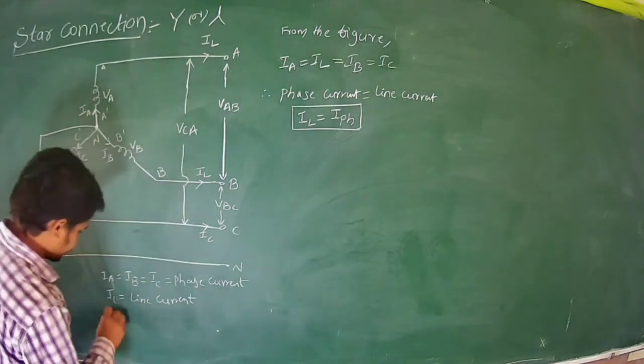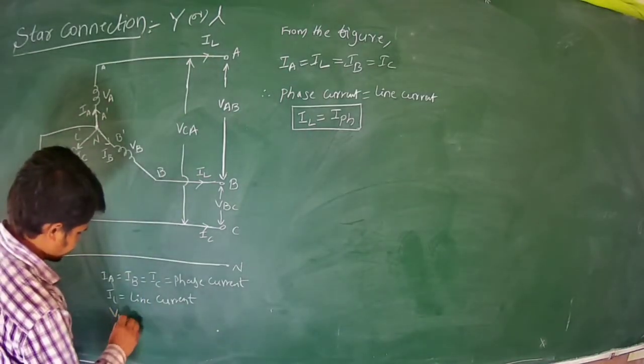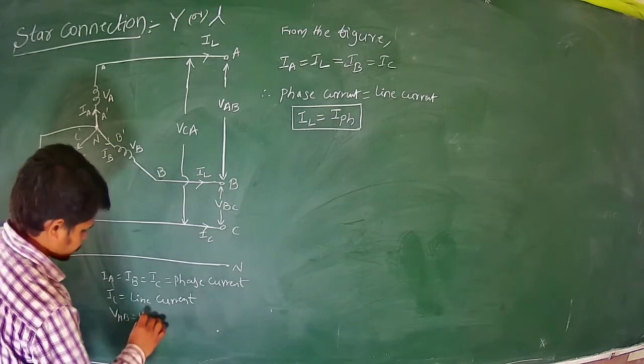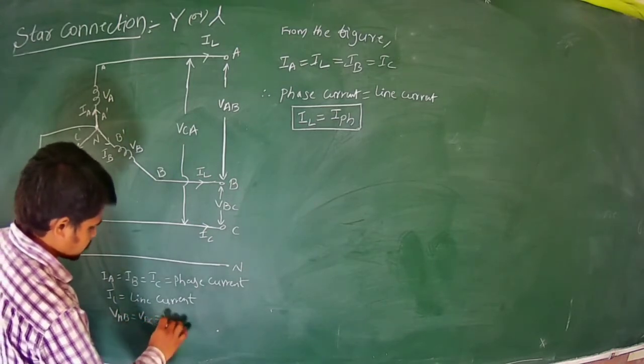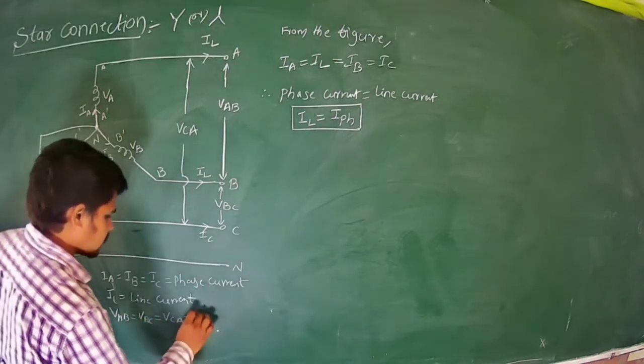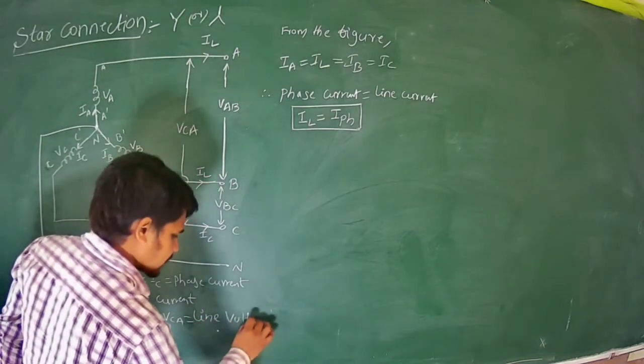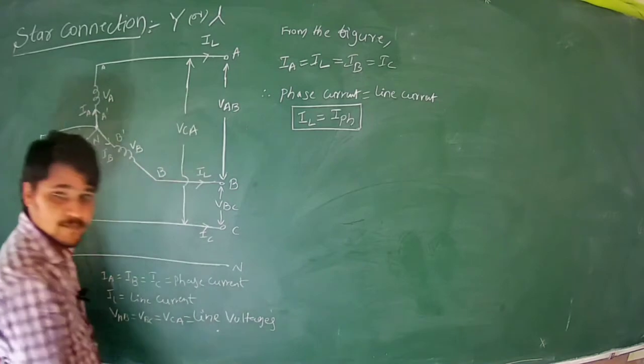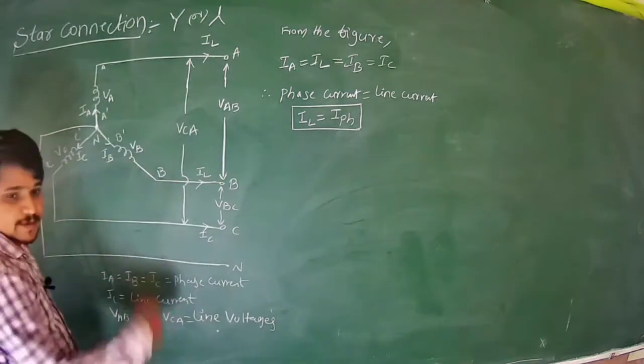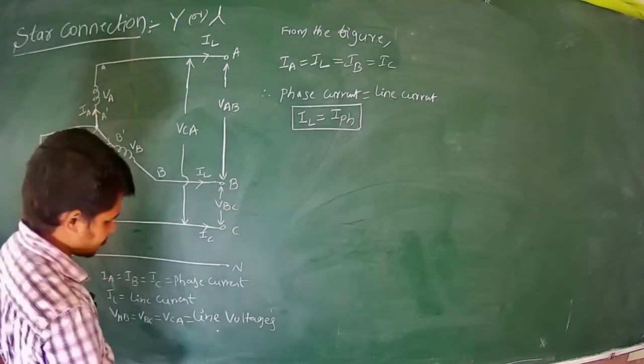Okay, so therefore here VAB equal to VBC equal to VCA. So these are called line voltages, because it is symmetrical, that is a balanced supply system.